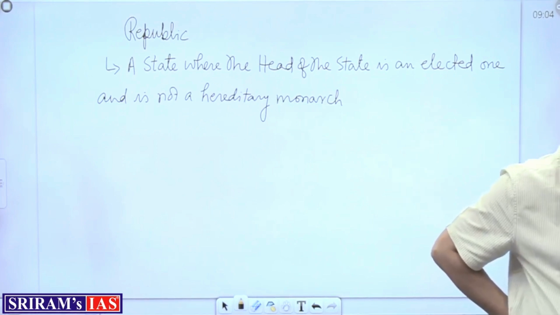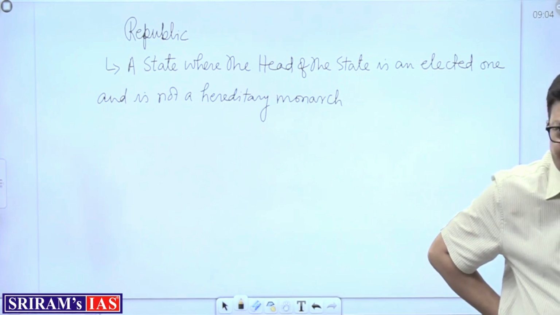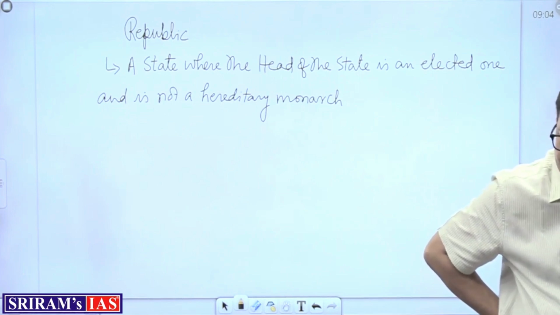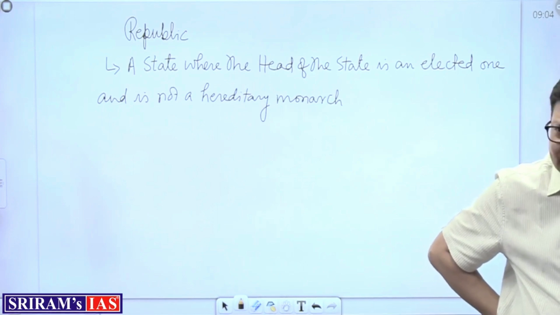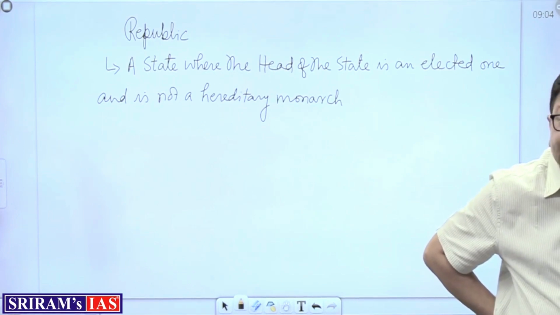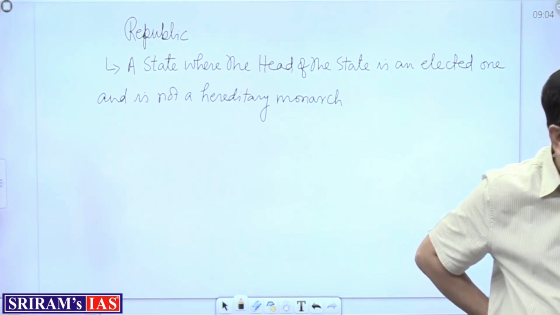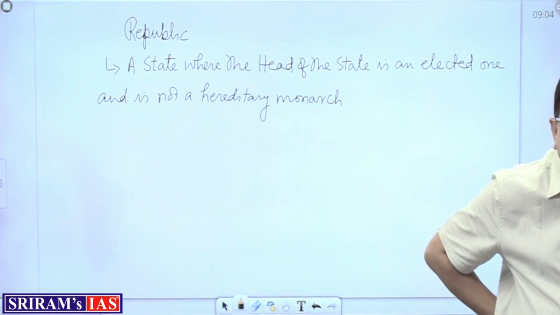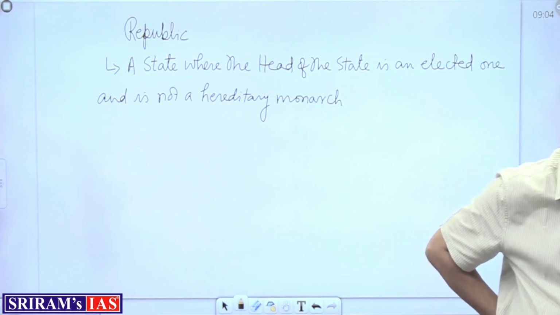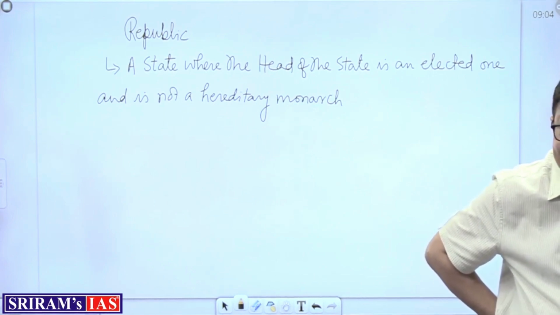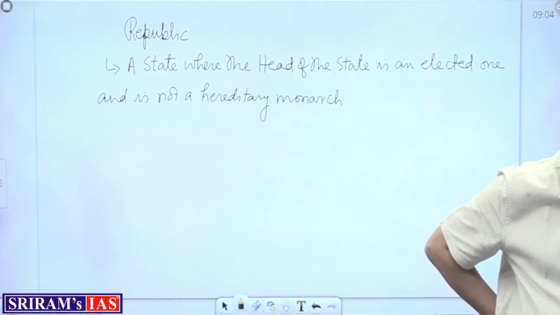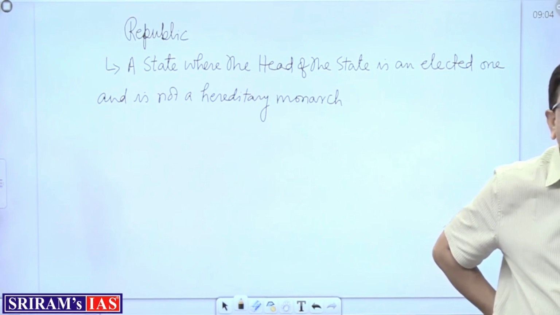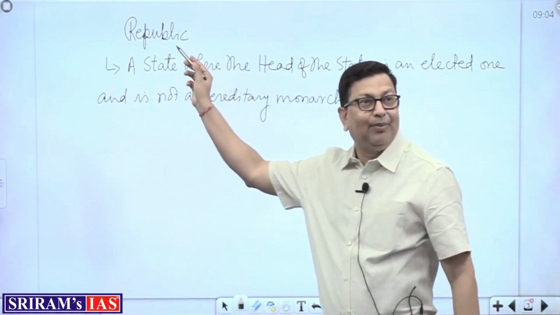India has a president who is an elected one, he is not a hereditary monarch. So, this was the first thing, that is the adjectives which are attached to the word republic. What are the adjectives which are attached to the word republic? Sovereign, socialist, secular and democratic. These are the adjectives which are attached to the expression republic.